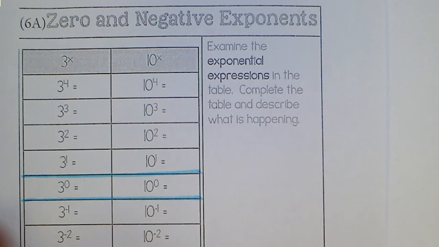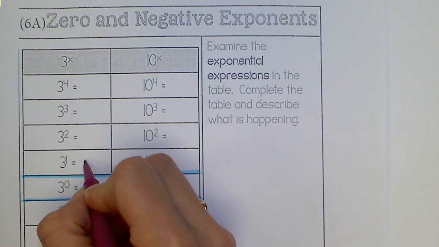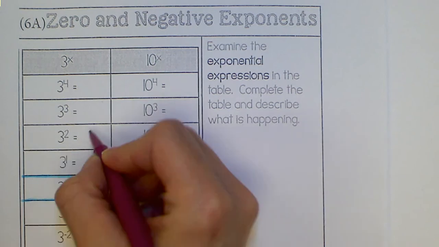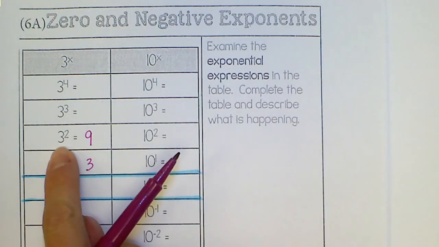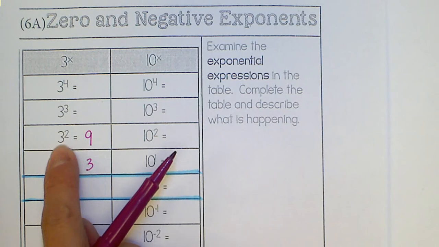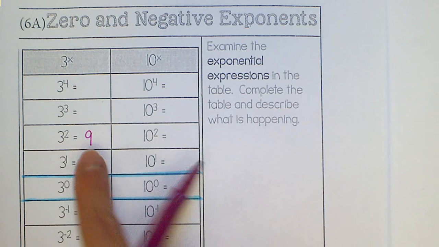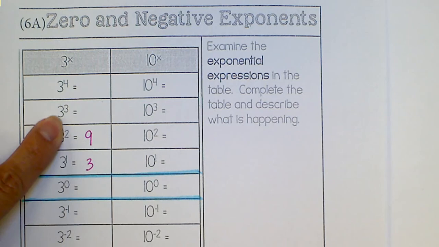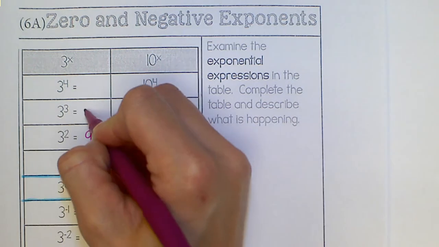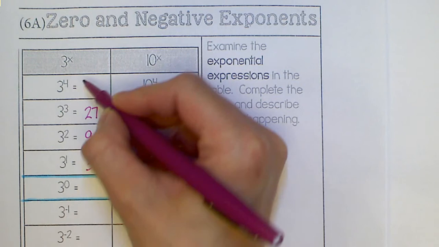So 3 to the first is 3. 3 squared is 9. Be careful, if you wrote down 6, make sure you erase it or cross it off. This is not 3 times 2, it's 3 times 3, which is 9. 3 to the third is really 3 times 3 times 3, so this is 27. And 3 to the fourth is 81.